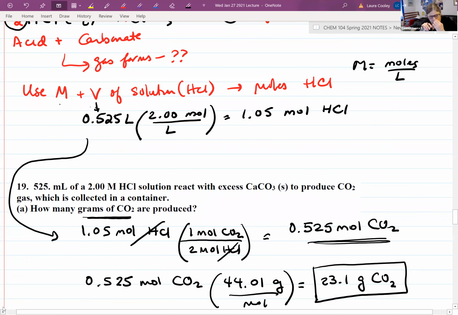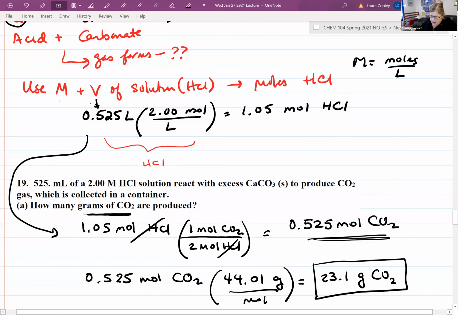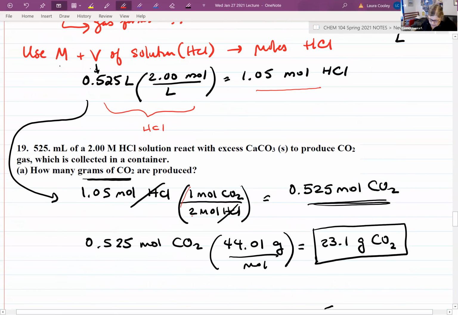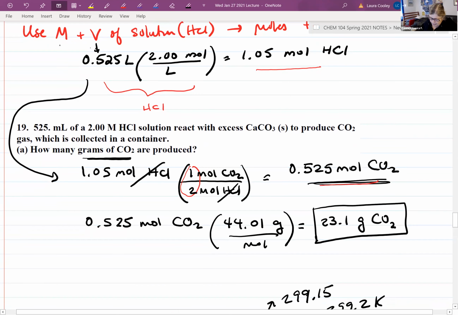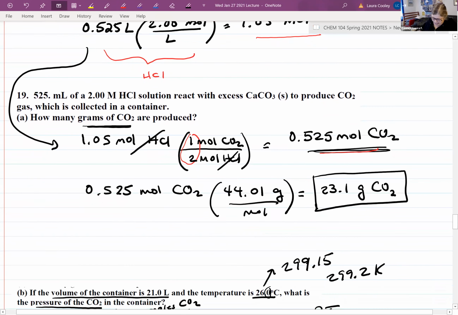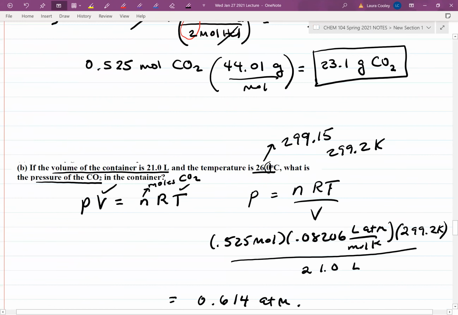Now, what did you ask? How did I know how many moles there were? Well, remember how I did this. I started with the molarity and the volume of the HCl. And I calculated the moles of HCl. Then I used the mole ratio to get the moles of CO2. That's how I got the moles of CO2. Does that make sense? Yes, thank you. Okay, I was overthinking it.